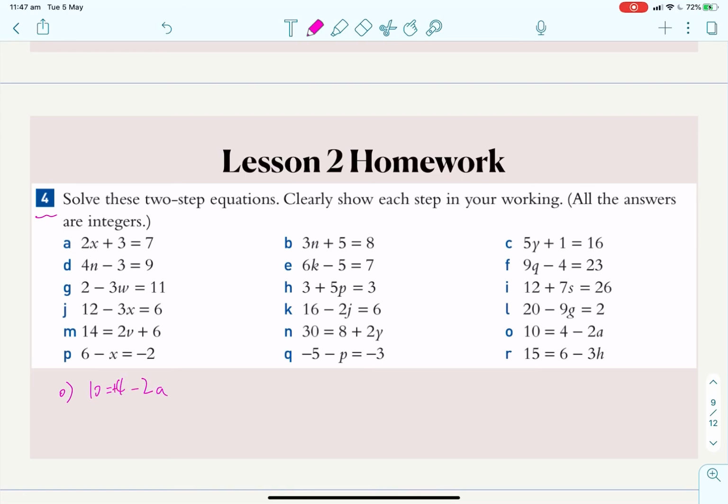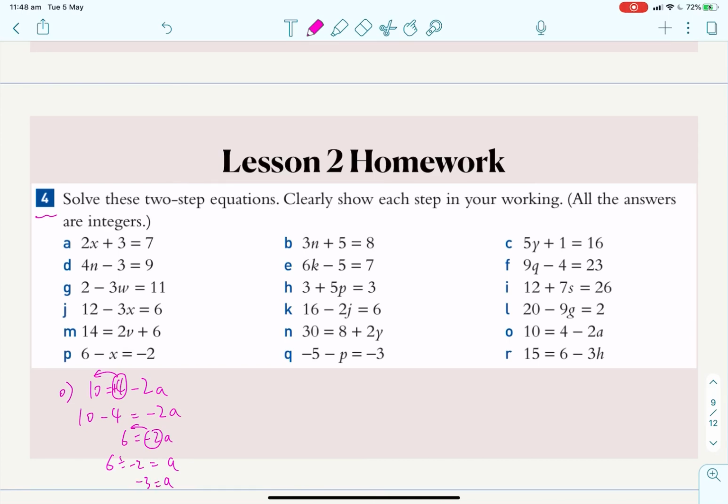Again, this invisible plus here. We move this to the other side. So 10, the opposite of plus 4 is minus 4, equals, we didn't touch the negative, so it stays there, negative 2a. 10 minus 4 is 6 equals negative 2a. Now if you want to move the negative 2 to the other side, it's negative 2 times a. The opposite of times negative 2 is divided by negative 2. So 6 divided by negative 2 equals a. So negative 3 equals a.